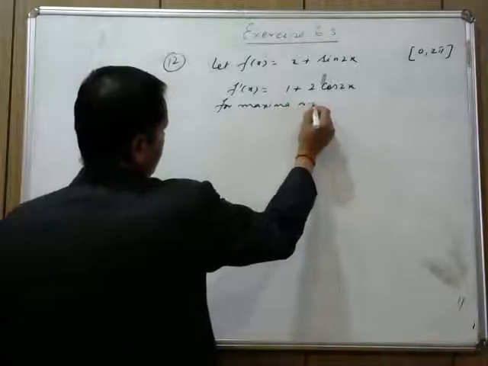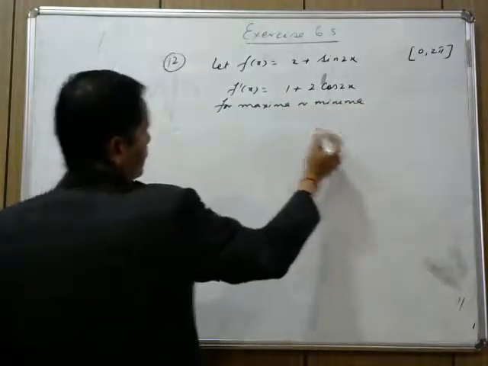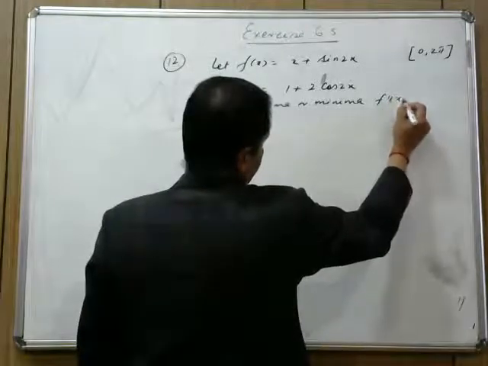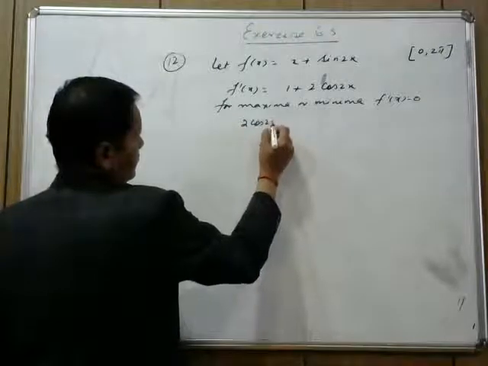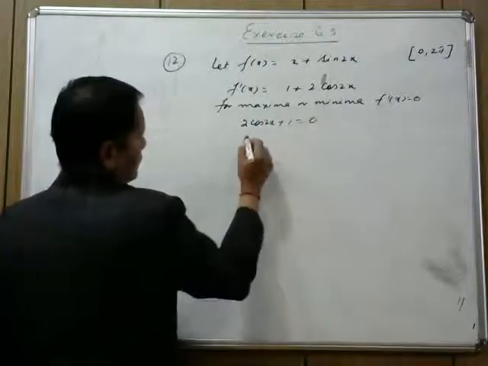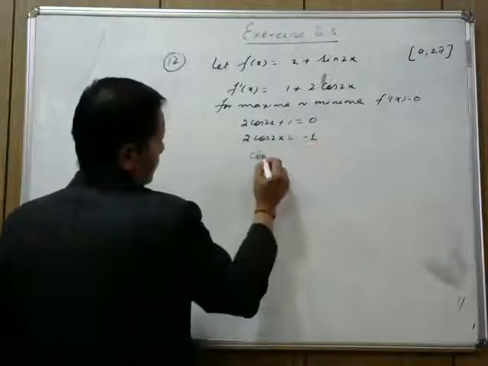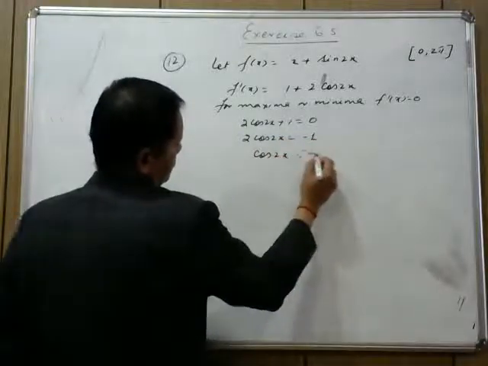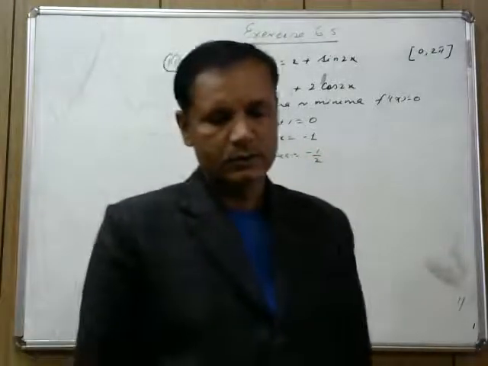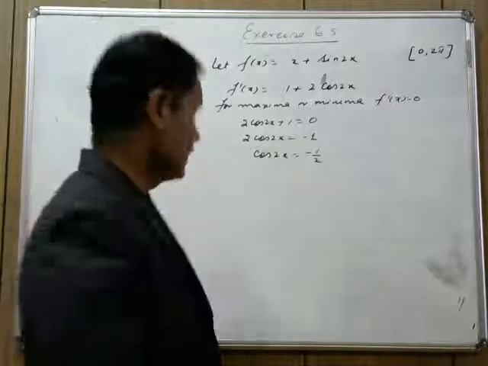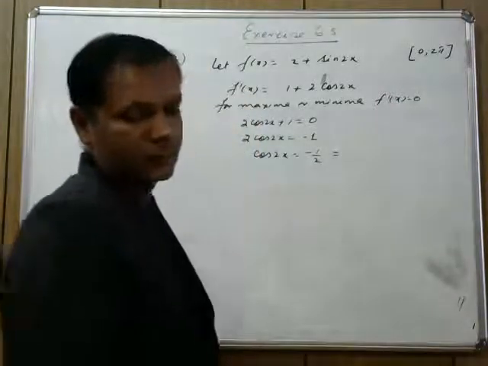For maxima or minima, or to find the critical point, we put f dash of x equal to 0. It implies that 2 cos 2x plus 1 equals 0. It implies that 2 cos 2x is equal to minus 1, and therefore cos 2x is equal to minus 1 by 2.